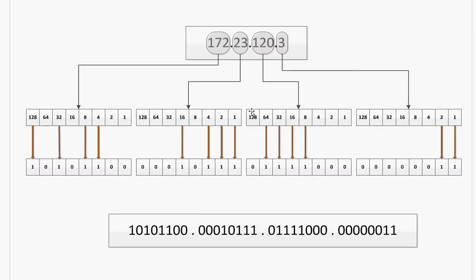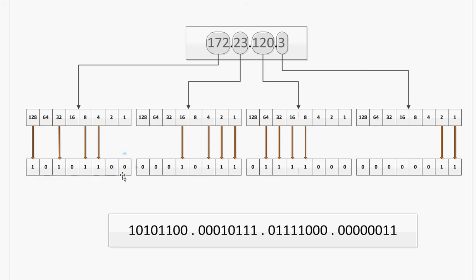This slide covers the binary representation of the IP address. Let's say your IP address is given as 172.23.120.3. To convert it, you just break it down, and here I can see that 172 can be broken down into 128 plus 32 plus 8 plus 4, and then you put the 1s. So the binary pattern will be this one.